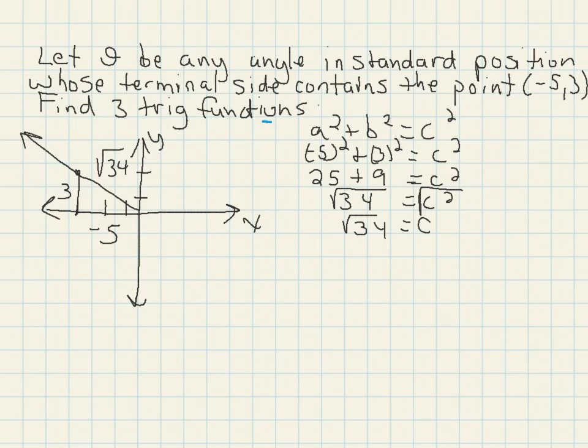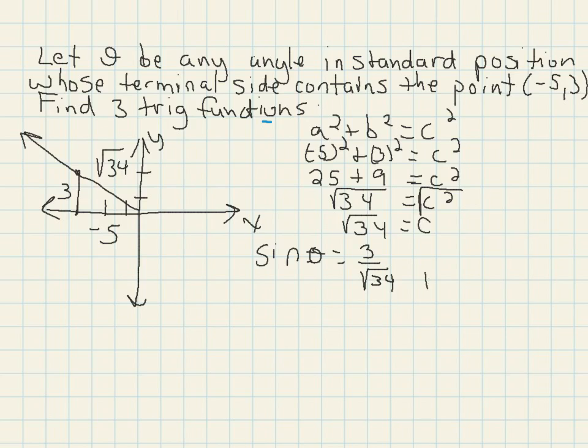Alright, next we want to find the sine of theta. The sine is always the opposite over hypotenuse, so the opposite would be the 3, and the square root of 34 would be the hypotenuse. We can't leave our answer like this. We need to do what's called rationalizing the denominator.